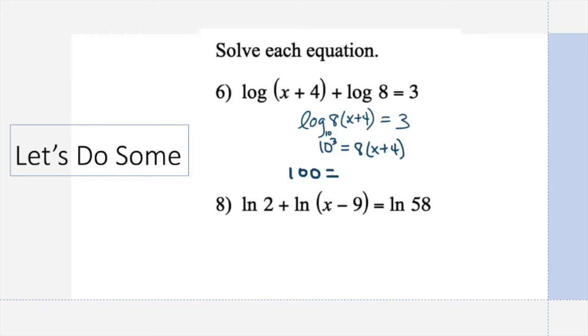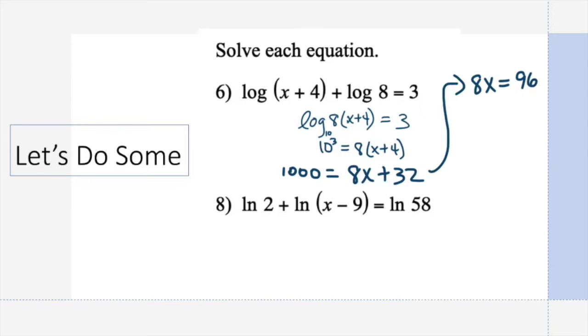I'm going to now distribute the 8x. It's 1,000, so 8x plus 32. We're going to move the 32 over by subtracting. What's 1,000 minus 32?